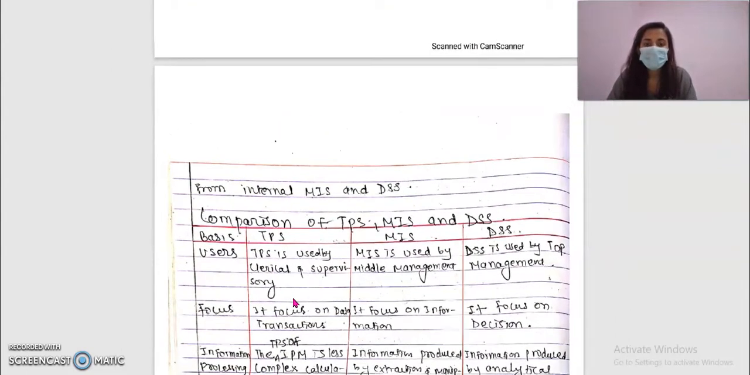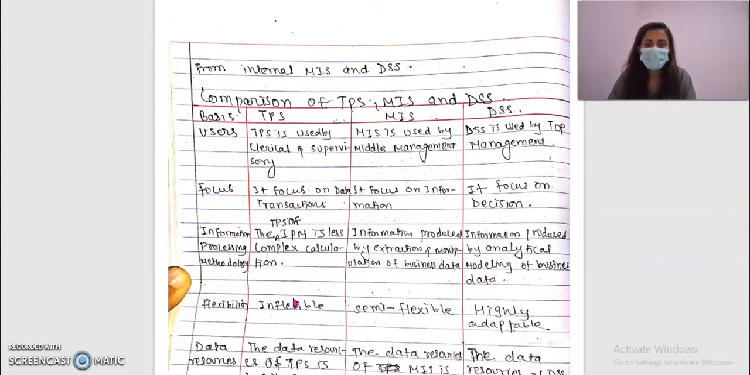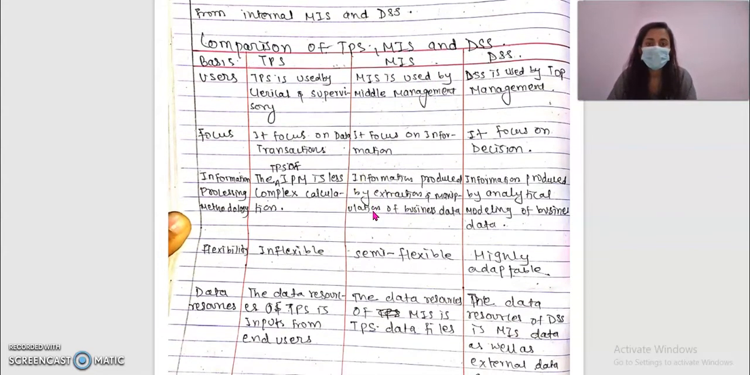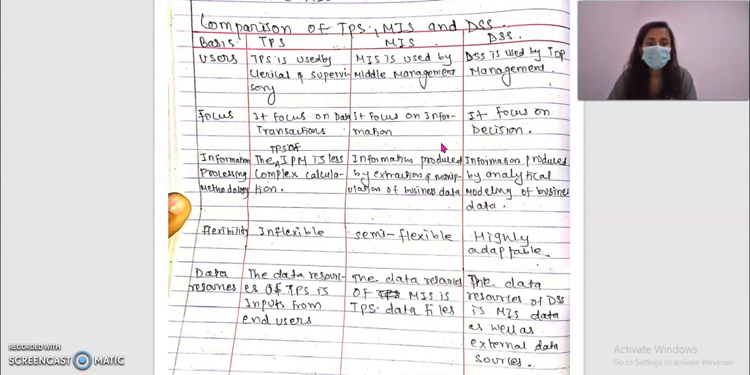So the comparison of TPS, MIS, and DSS: transaction processing system, MIS, and decision support system. Here is the difference between TPS, MIS, and DSS. See all these differences yourselves.